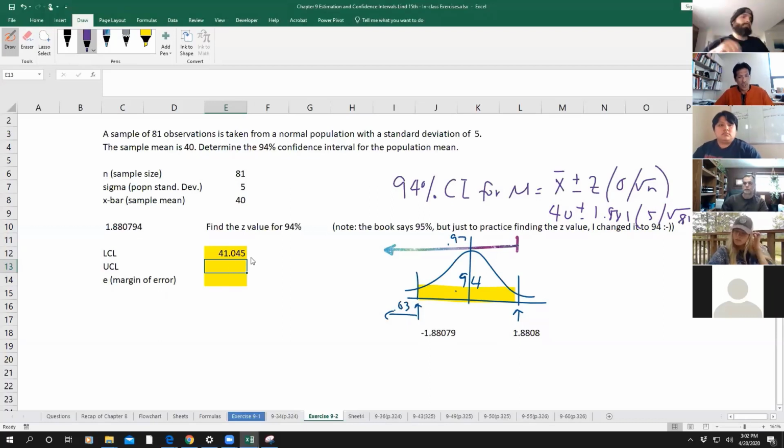So is this the lower confidence limit that you guys obtained? No, I got that for the upper. Okay, I added the, all right. So for this one, I'm just going to copy that, but change this to a minus.